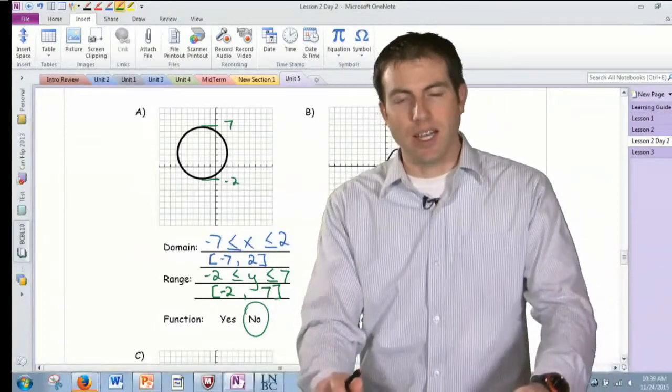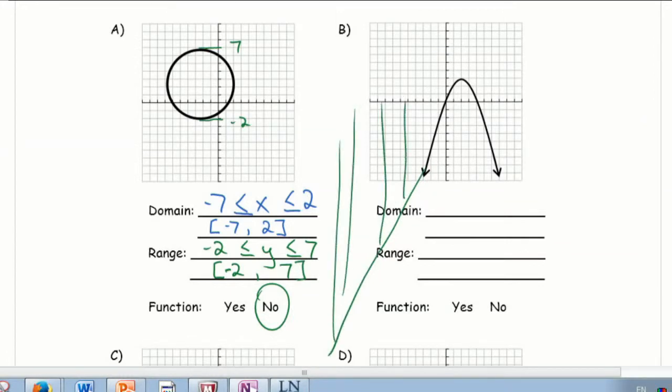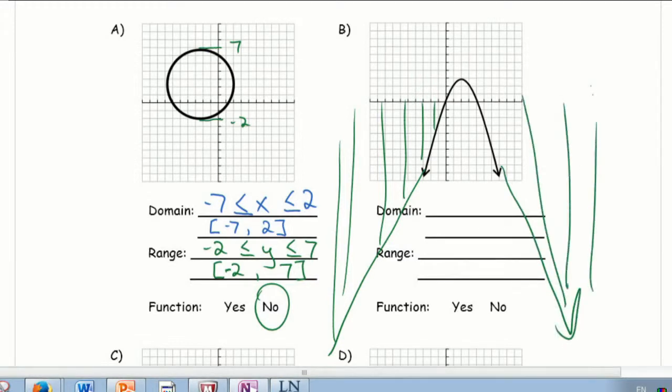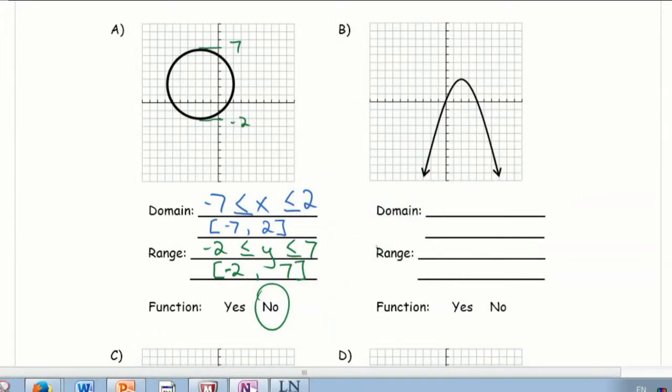Letter B, I like this one a lot. It's kind of tricky, but it kind of makes sense. So x values. This parabola is going to go down forever and ever, getting bigger and bigger. So it's going to hit all of the x values. This line's going to go down here, and I can always draw a shadow back up to my x axis. Same here, it's going to go up, and I can always draw a shadow back to that axis. So I'm going to use all of my x values.